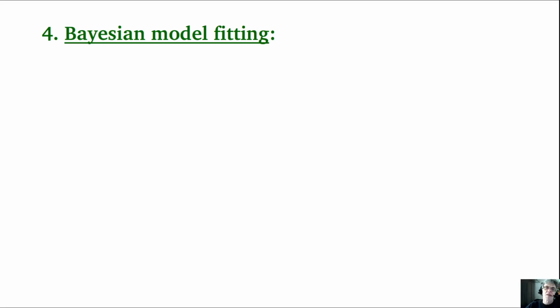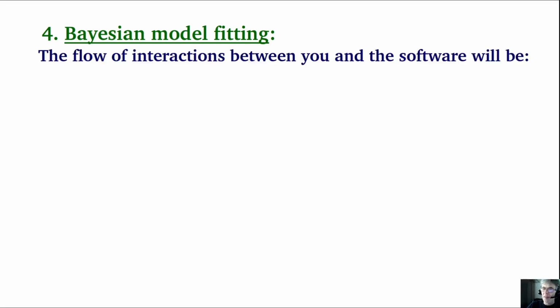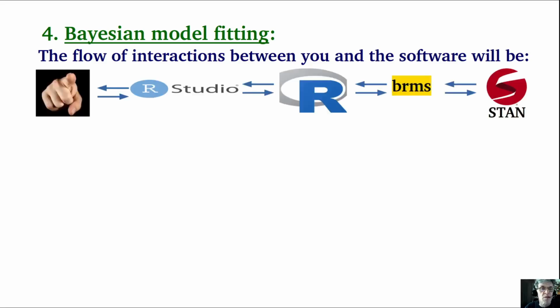In the case of the Bayesian model fitting, the flow of interaction between you and the software in all these videos fitting Bayesian models will be the following. First, you or I would interact with RStudio, which in turn sends all the instructions to R for processing. Specifically within R, we are going to use the package brms as a front end that will generate a C++ file that will be compiled and sent to Stan.